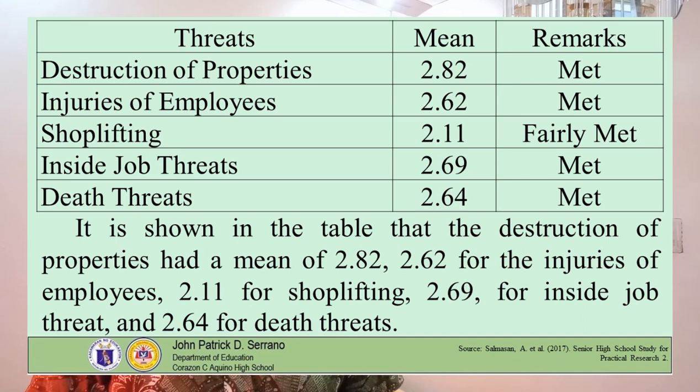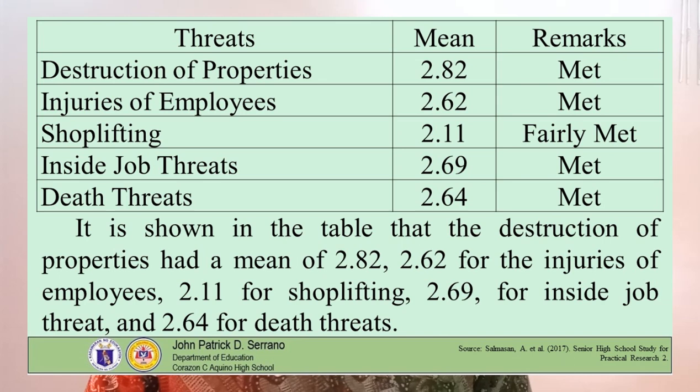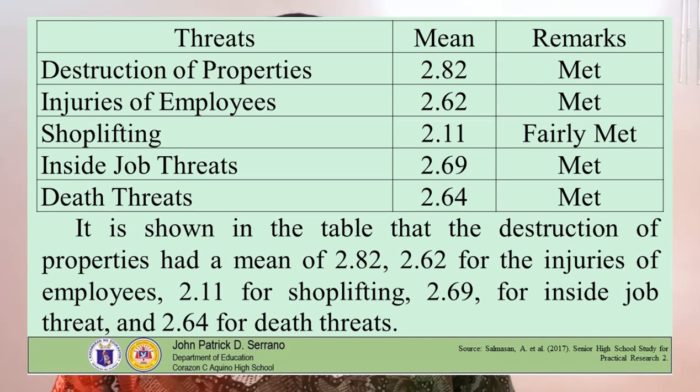The upper part is a table. It presents results. It shows that the destruction of properties had the mean of 2.82. Injuries of employees had a mean of 2.62, and so on. It is a tabular presentation of data. Below the data, it is written as I read. It is shown in the table that the destruction of properties had the mean of 2.82, 2.62 for the injuries of employees, and so on. The results are mere repetitions of the results in the table.